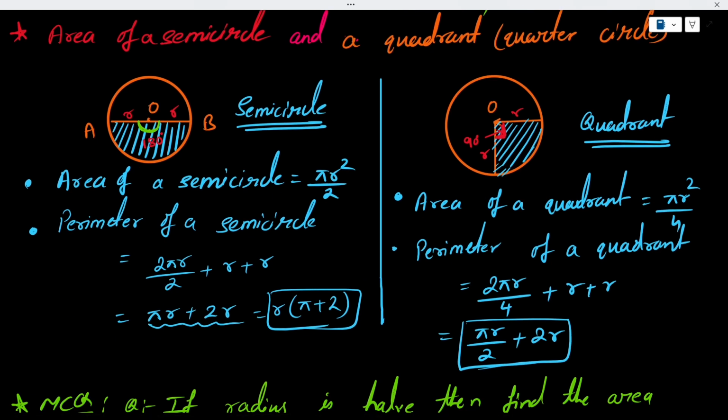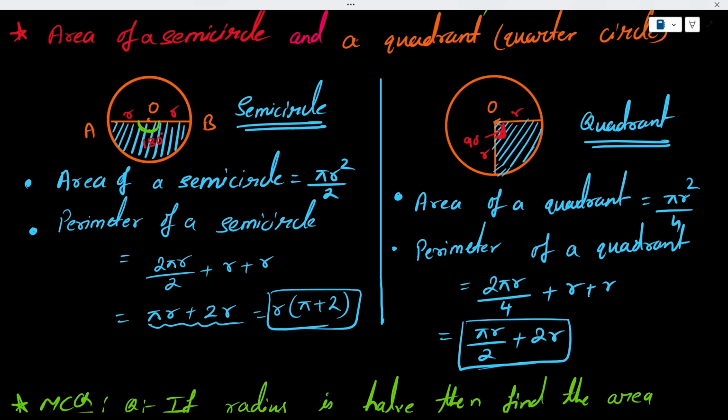Then how do we find the perimeter of a semicircle? It is the arc of the semicircle plus the diameter, which is 2r. The arc is half of the circumference, which is 2 pi r by 2, so the perimeter is pi r plus 2r. r can be taken as common, and then you have r times (pi plus 2).